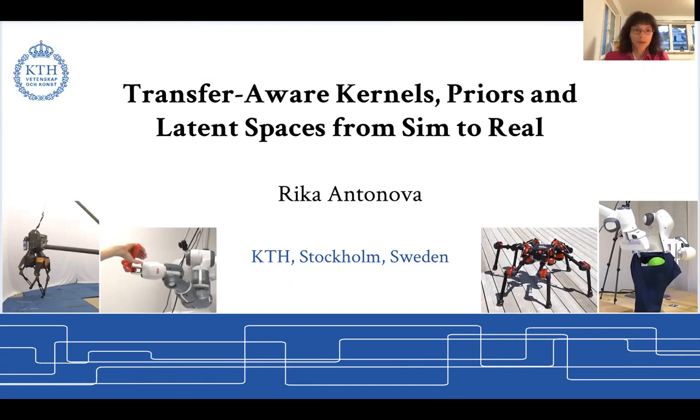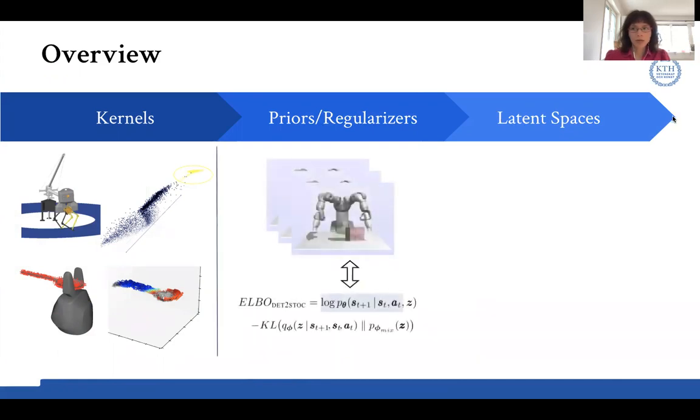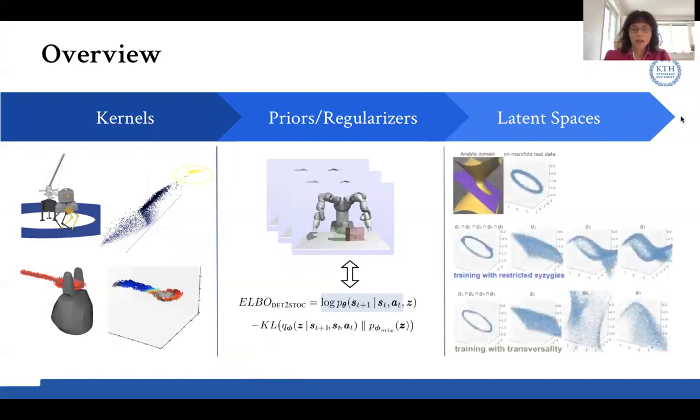All right, so the talk is about transfer-aware kernels, priors, and latent spaces from sim to real. We will start by looking at how to build kernels that help achieve ultra-data efficient Bayesian optimization to optimize robot controllers. And then I will talk about how to interpret simulators as regularizers and achieve better performance with variational inference methods. And then I will introduce the idea of building modular latent spaces.